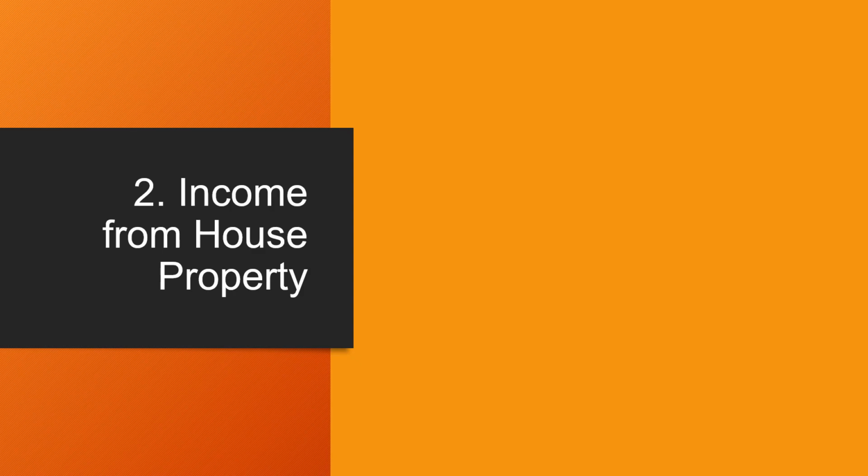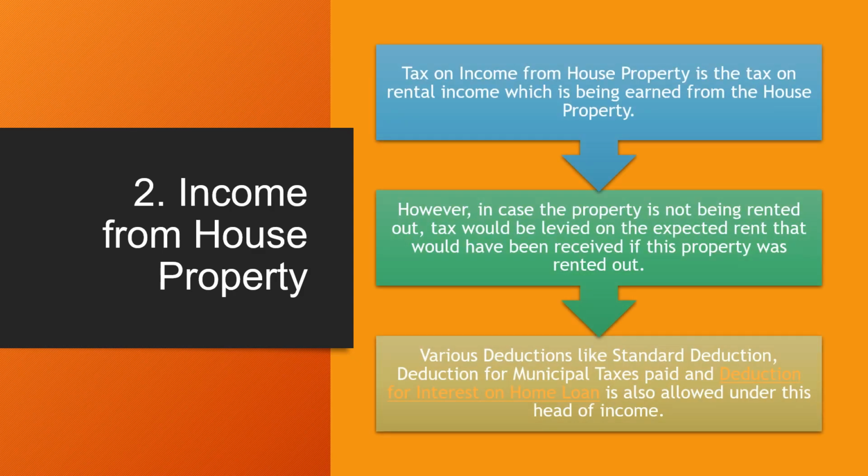Our second head of income is income from house property. Rental income earned is taxed under this head. However, in case the property is self-occupied, then tax would be calculated on the expected rent that would have been received if this property was rented out. Also, various deductions are allowed on income from house property. These deductions are standard deduction, deduction for municipal taxes paid, and deduction for interest on home loan.